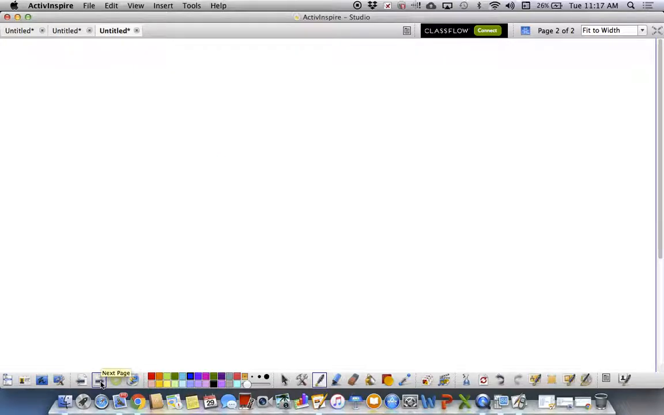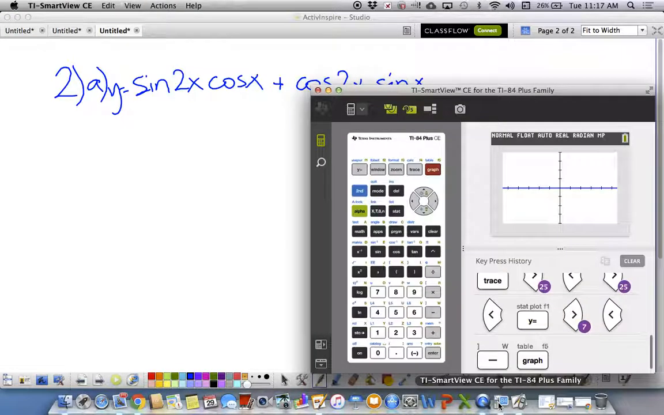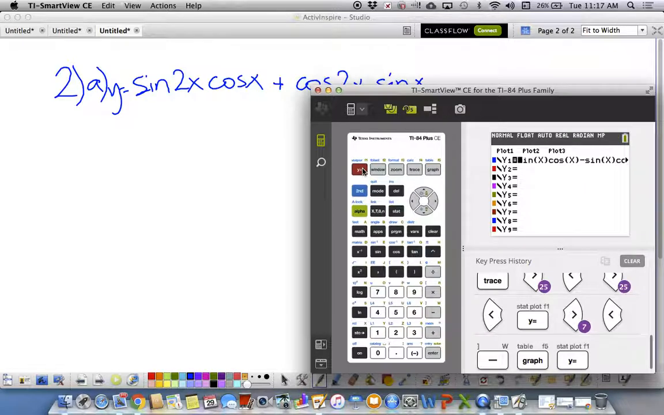Your brain, please. 2a. So it's sine 2x. Y equals sine 2x cosine x plus cosine 2x. Oh, I don't ever write it like this, but they do, so I will. The last one I did not write like this, but it doesn't matter because of the commutative property of multiplication. So I'm plugging this into my calculator. Y equals sine.